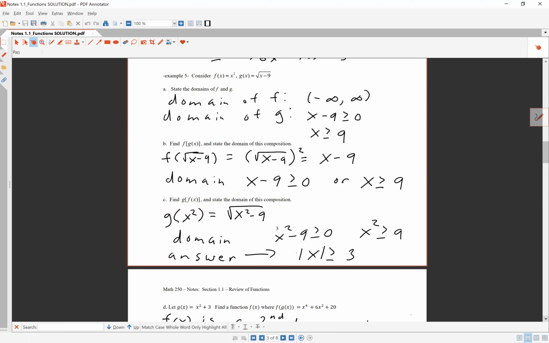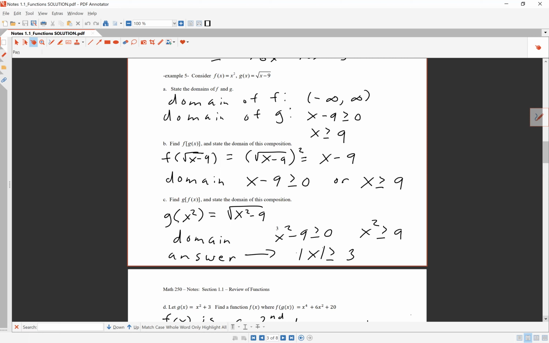Okay, now let's do the other way around, g of f of x. Wherever we see x, we put in g of x, which is the square root of x minus 9, and wherever you see x, you put x squared. So g of x squared is the square root of x squared minus 9. But what's the domain?